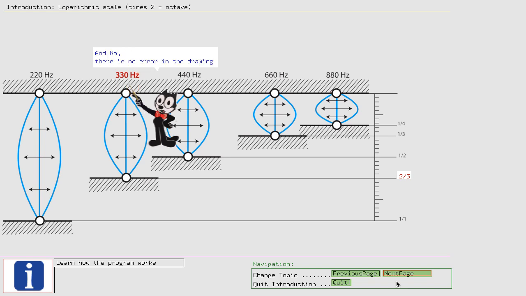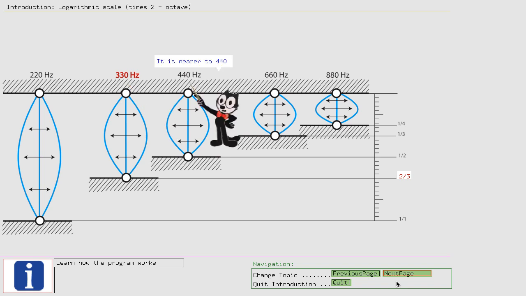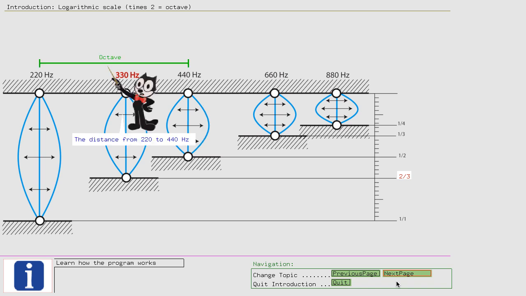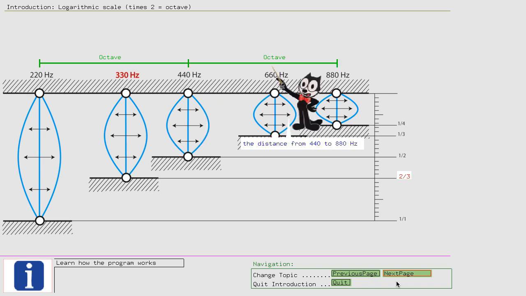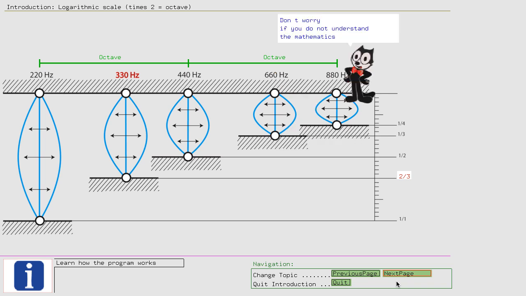And no, there is no error in the drawing. 330 is not in the middle between 220 and 440. It's nearer to 440. A logarithmic scale is used to depict the frequencies. The distance from 220 to 440 Hz is an octave and is the same as the distance from 440 to 880 Hz. Don't worry if you do not understand the mathematics. The exercises will be practical, not theoretical. We need the math to explain the music scales.